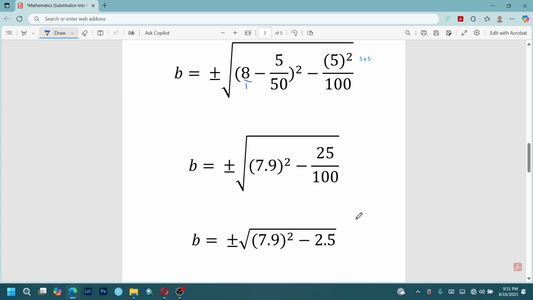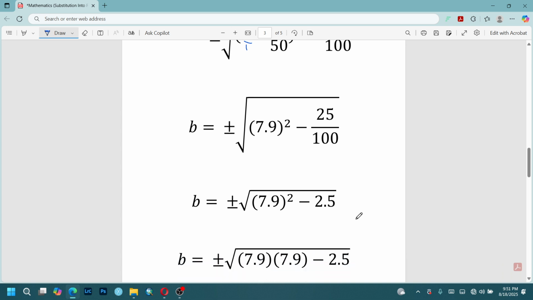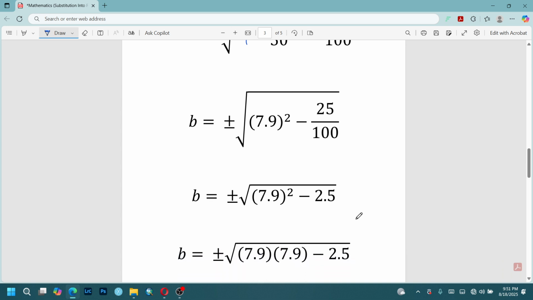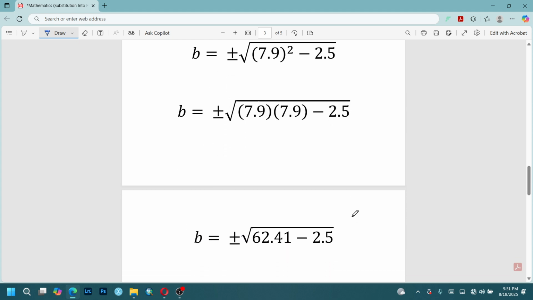So hence our b is going to be b equals plus or minus the square root of 7.9 in bracket squared minus 2.5. As I explained earlier, a number squared means the number multiplied by itself. So 7.9 squared means 7.9 multiplying 7.9. So we have b to be plus or minus the square root of 7.9 multiplying 7.9 minus 2.5.